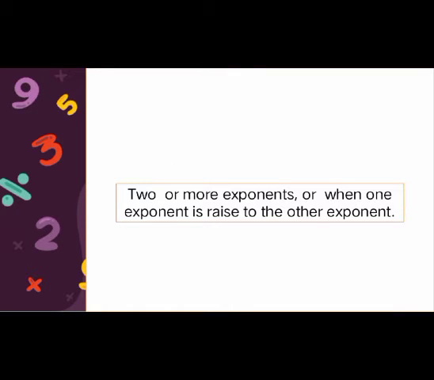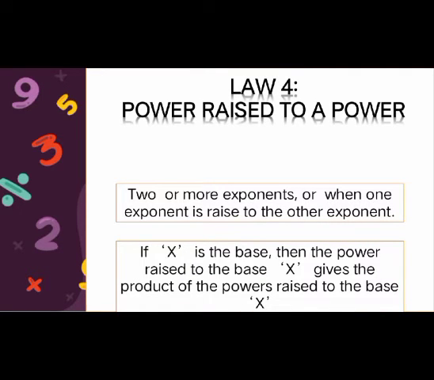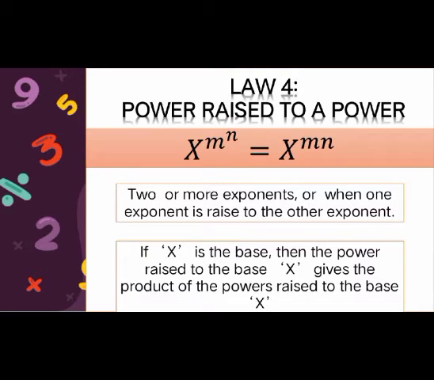So when there are two or more exponents, or when one exponent is raised to another exponent, this is called the power raised to a power rule. So if x is the base, the power raised to the x gives the product of the power raised to the base x. As you can see, the base x has an exponent m, and then m has the exponent n. So we just multiply these exponents, so we have x to the power of m times n. So this is what we call power raised to a power.